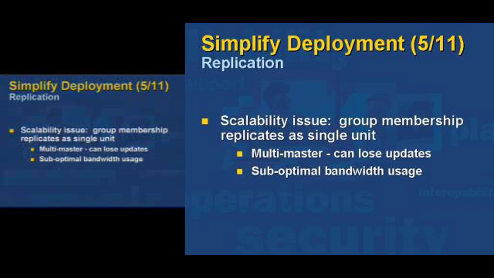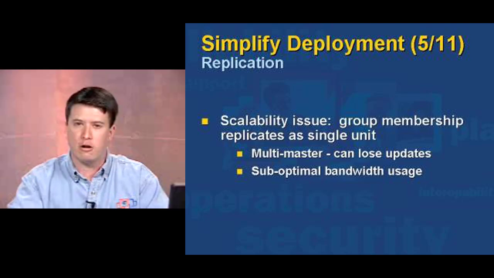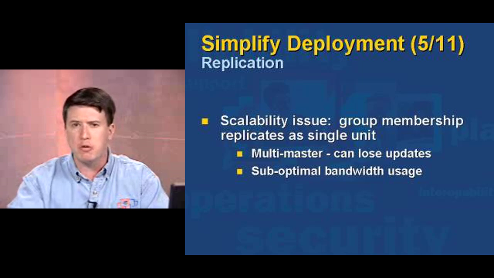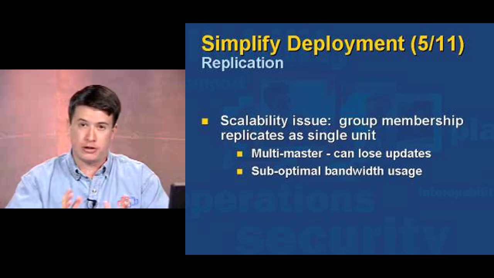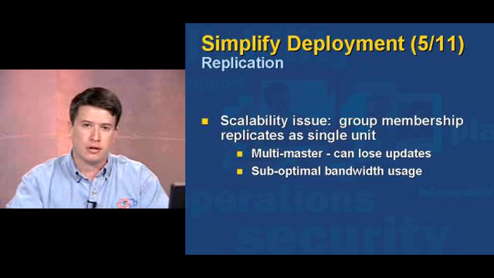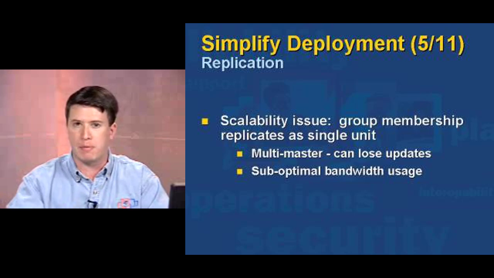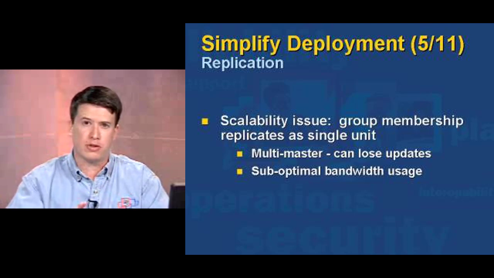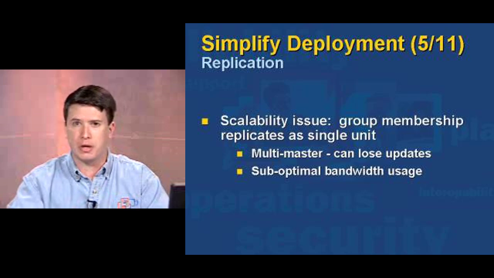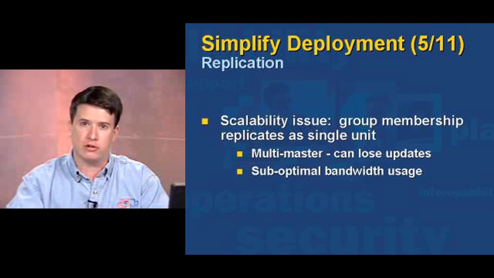A third interesting, not necessarily scalability issue, but I can call it a scalability issue here, is that group membership today replicates as a single unit, the entire membership. Of course, in a multi-master system, this can cause some loss of updates. If I make updates on different replicas simultaneously or within the replication latency of the system, then one of those updates can be lost. Another thing that's interesting about this behavior is it can be suboptimal in terms of bandwidth usage. You're replicating an entire membership instead of a single delta. Maybe you only added or removed one member from the group.